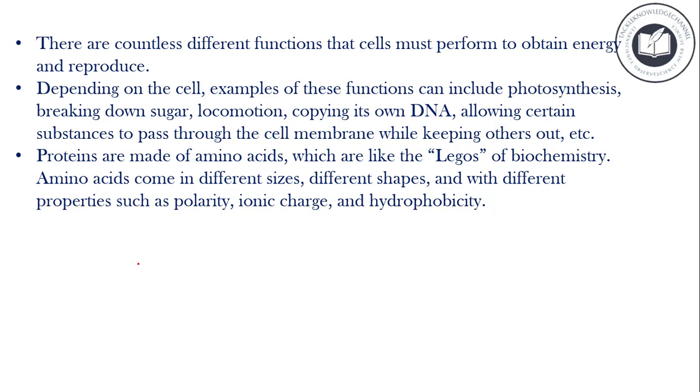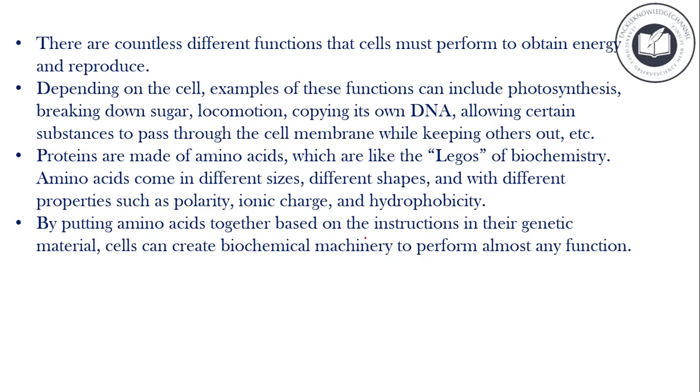Now next, by putting amino acids together based on the instructions in their genetic material, cells can create biochemical machinery to perform almost any function. So as we put the amino acids together, we instruct through the genetic material of the cell. Cells can create biochemical machineries to perform almost any function, okay.